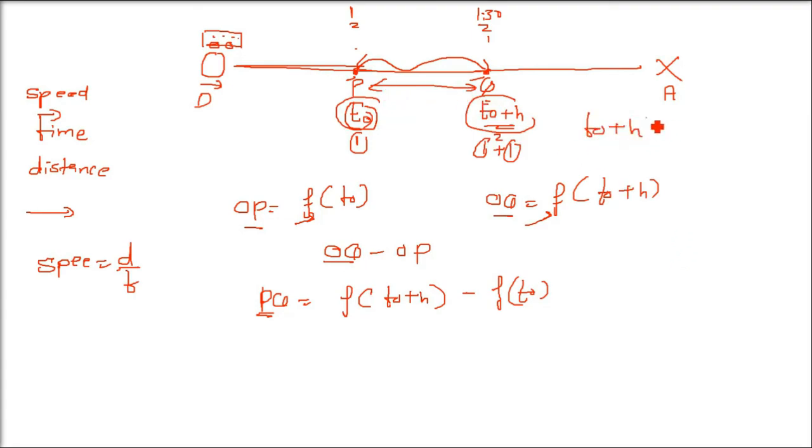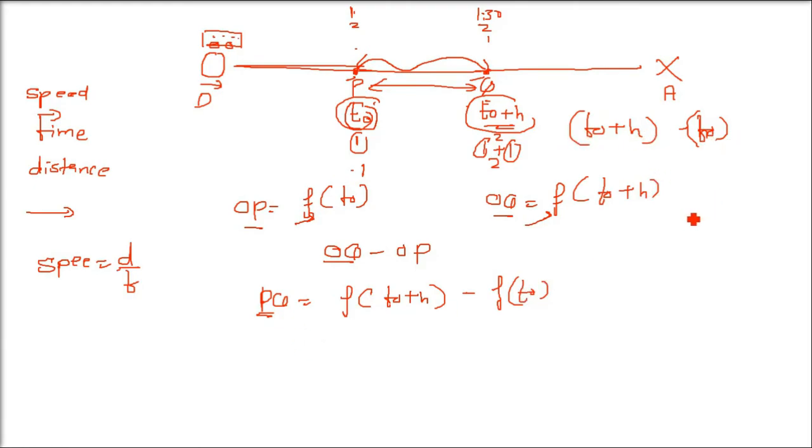Now what is the time? T0 plus H at point Q. The time at P is T0. So 2 hours for point Q, 1 hour for P. So 2 minus 1, 1 hour. So the distance I told you, we traveled a certain distance.